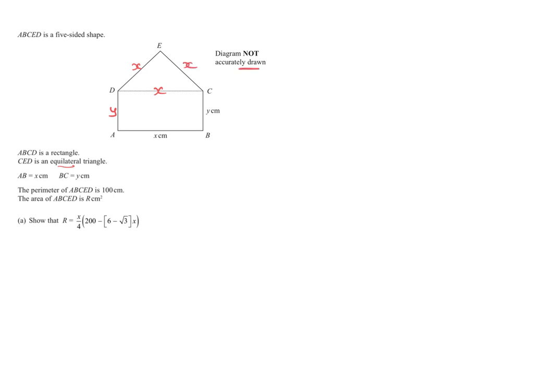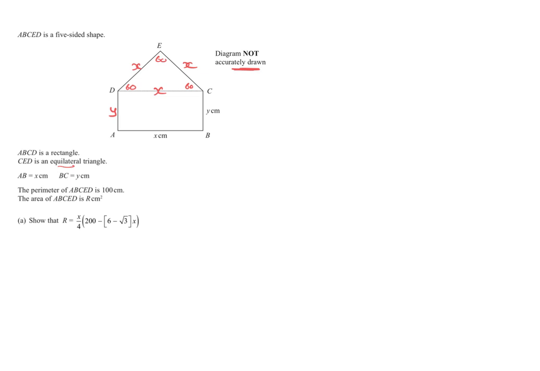It tells us it's not drawn accurately, so we can clearly see that the angle here must be 60, 60, 60 because it's an equilateral, even though it's drawn to look like it's a 90-degree angle at the top. It's not, because it tells us it's equilateral.